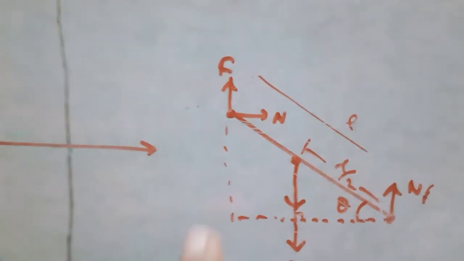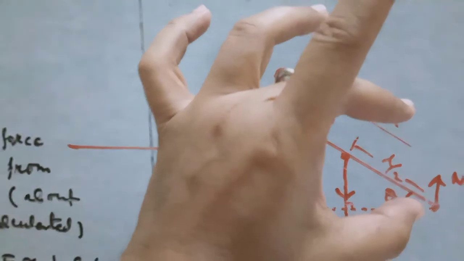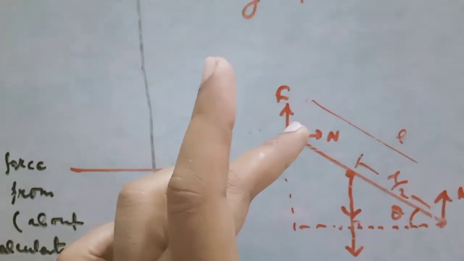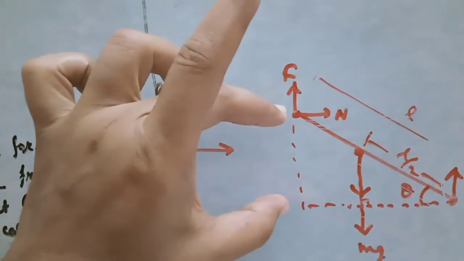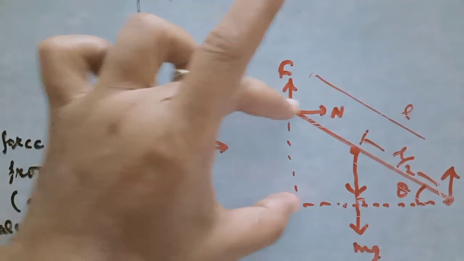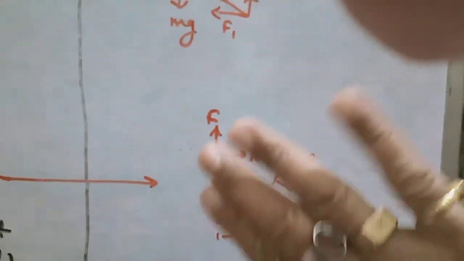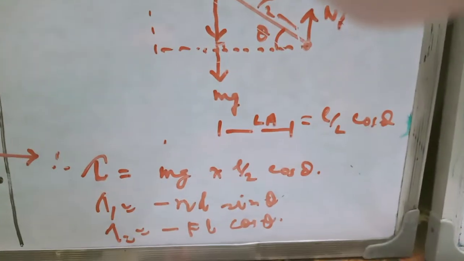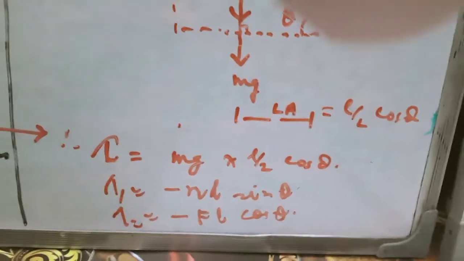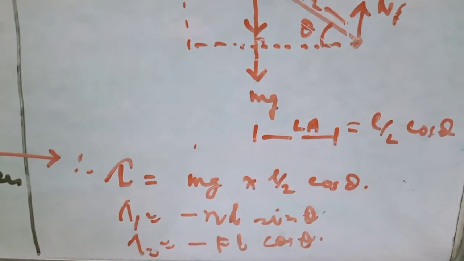Now let us consider N. It is acting in this direction. This is the line of action of the force, and this is the distance from the fixed point. This is L sine theta. So it will be NL sine theta, but this brings about a moment in the clockwise direction, so it will be minus NL sine theta. The sum of all these moments of force will give you the torque.